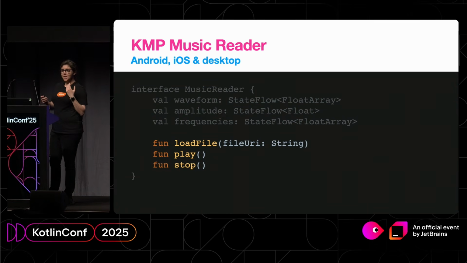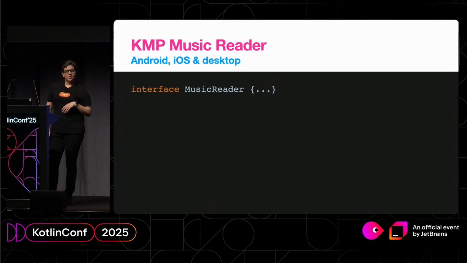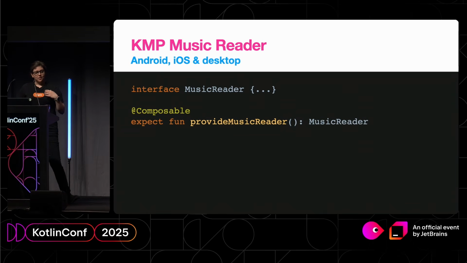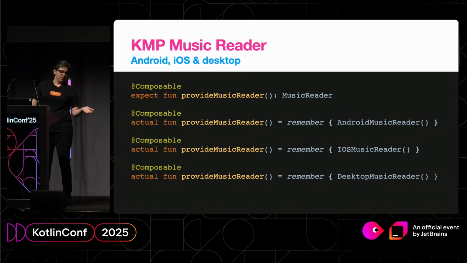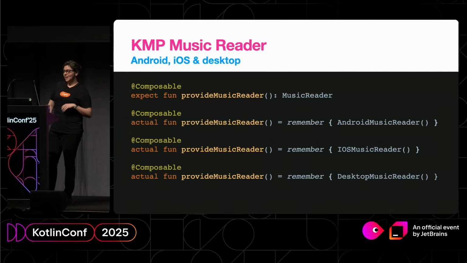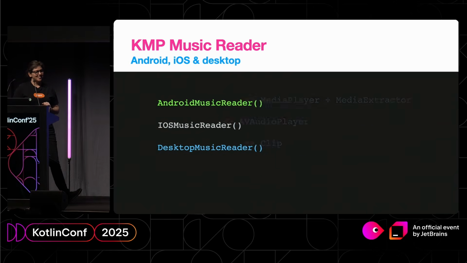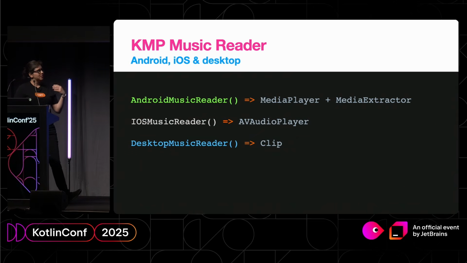Cool. Now that we have our interface, the next step is to create an expect function provider for this music reader. For each of the platforms I'm going to be supporting, I need to create the actual implementation, right? Again, I won't go too deep into music reading. I already skipped all the slides on that. The only thing you need to be aware of is what I am using for each of them.